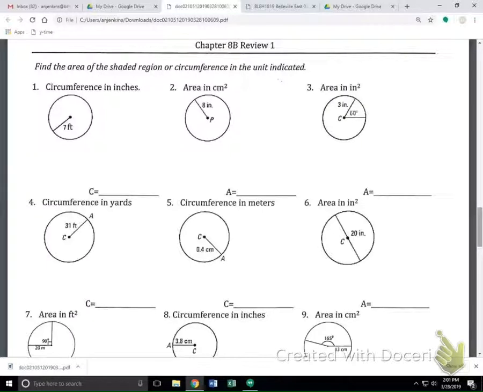Okay, so our formula for circumference is what? C equals 2 pi r. We have area of a circle, which is equal to? Pi r squared. So let's go on here and do the 3 circumference questions first.